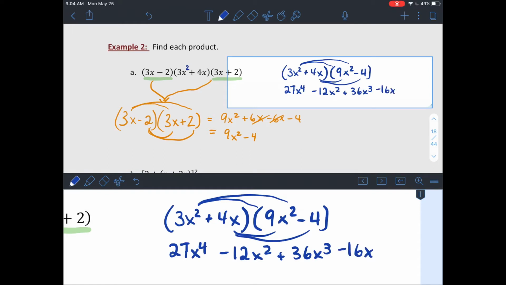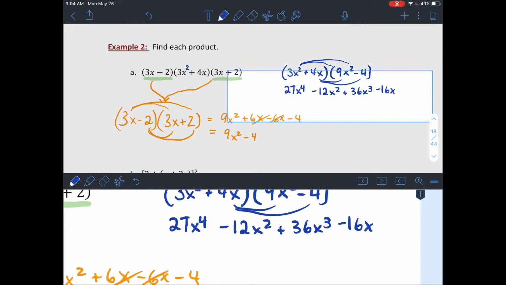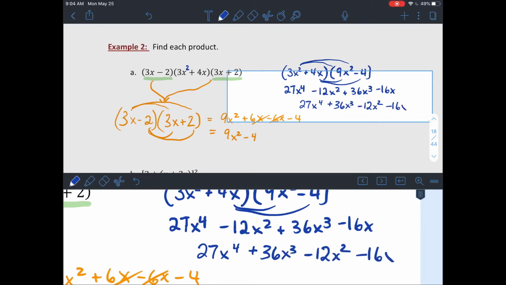There are no like terms, but I'm going to go ahead and rearrange them because a lot of times polynomials we like to write in order from highest degree term to lowest degree term. Makes it easier to compare each other's values. So that looks good to me.